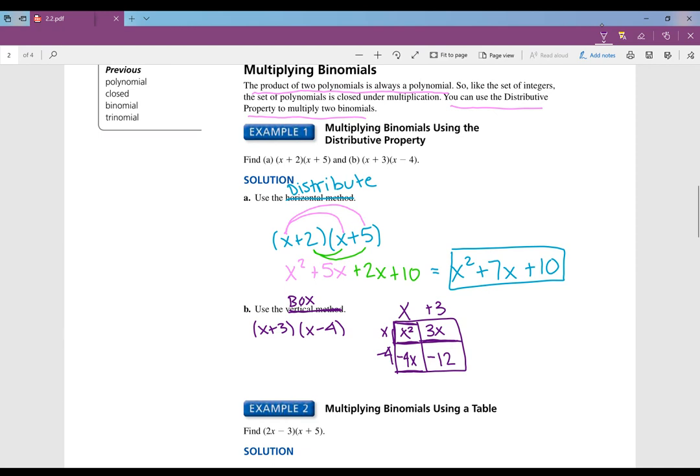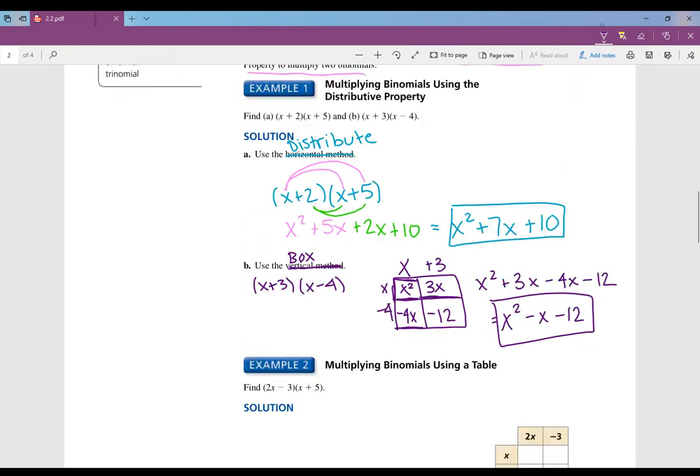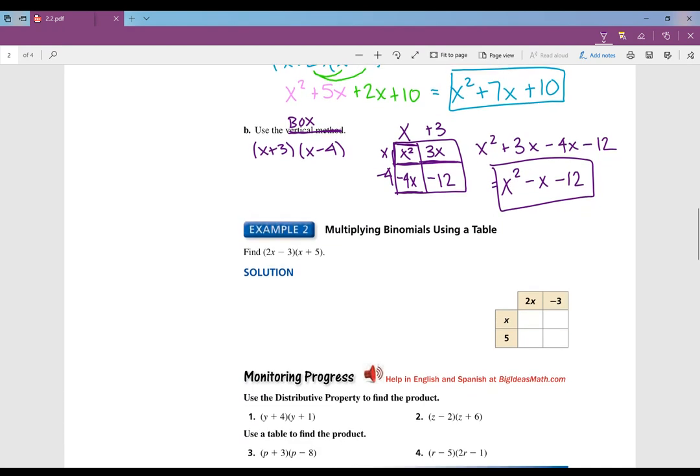So now we can write out all the pieces of our box that we got. We have x squared plus 3x minus 4x minus 12. And if we combine our like terms, we get x squared minus x minus 12. Okay, so that's the box method. Either one works, you'll get the same answer no matter which one you do. Okay, let's look at example number 2.